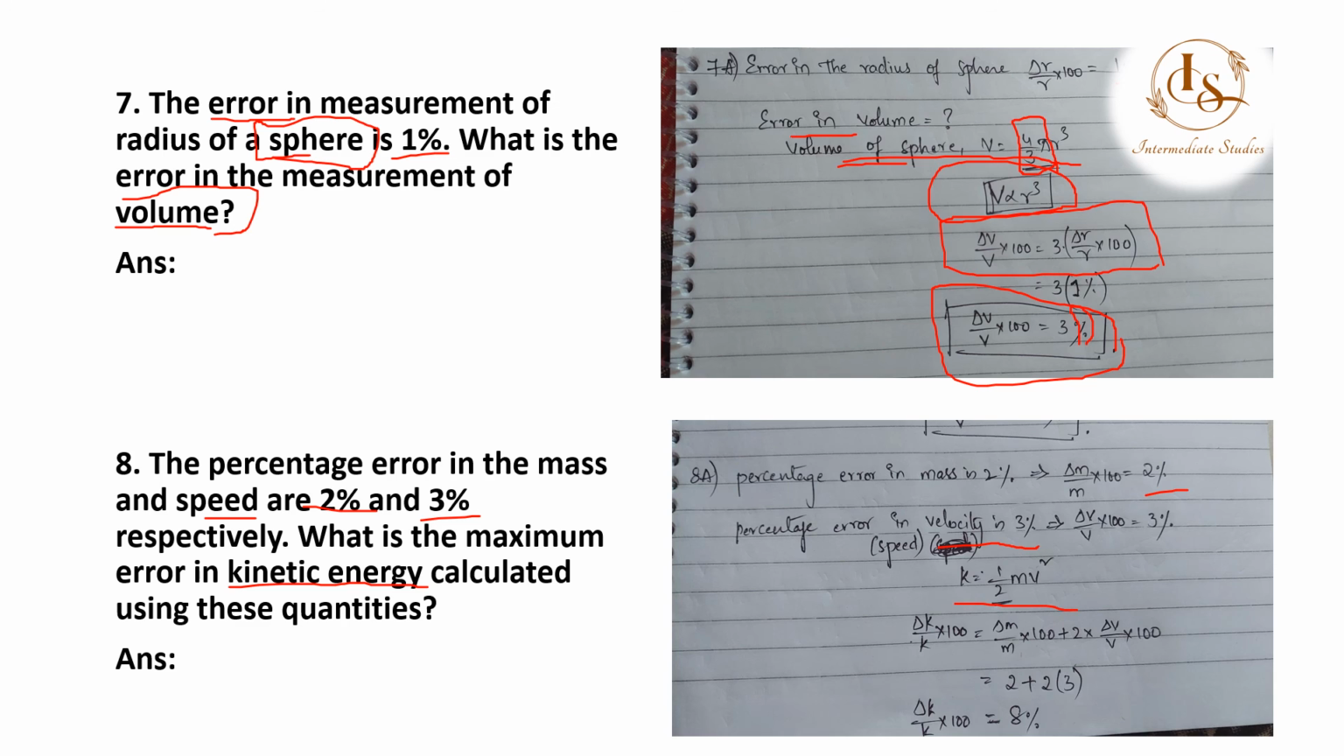Here if you see, they mentioned mass and velocity, right? Half is the constant, so K is directly proportional to mv square. After performing the differentiation, finally we will get delta K by K into 100 is equal to delta m by m into 100 plus, the power will come forward, 2 into delta v by v into 100. So delta m by m into 100 is 2% plus 2 into delta v by v into 100, which is 3%. Just substitute those values and you will get the answer as 8%.